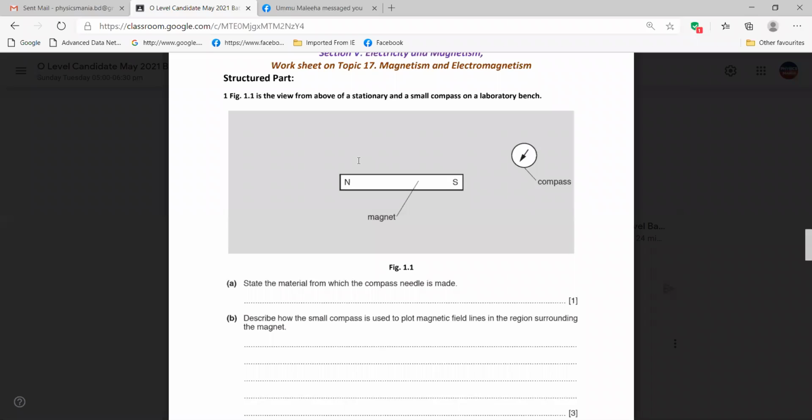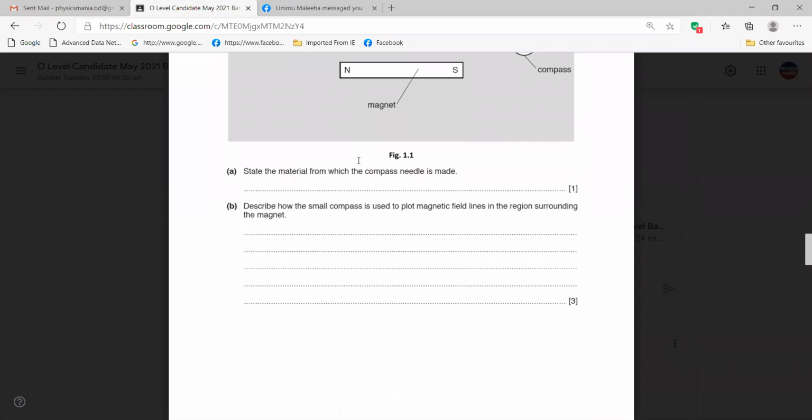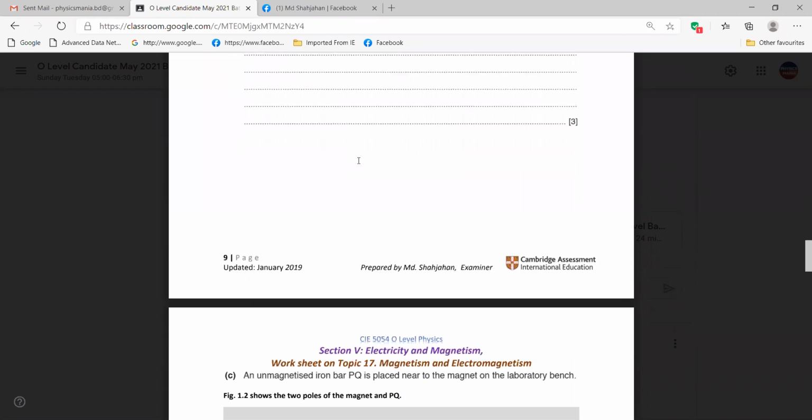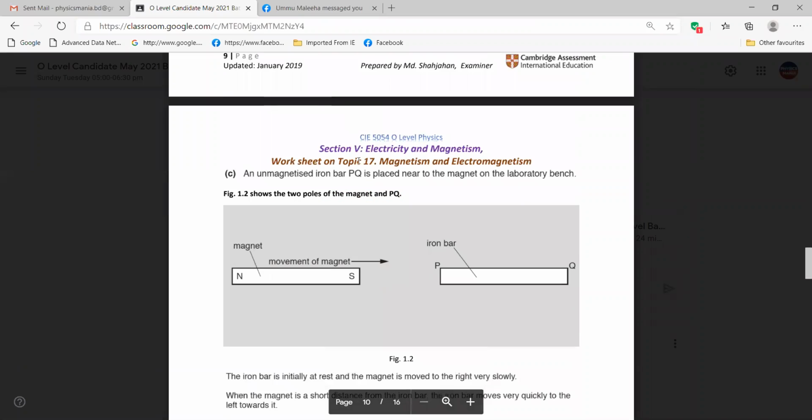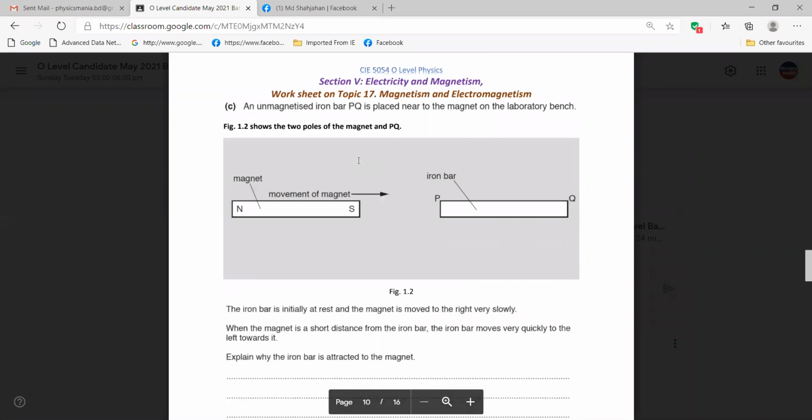Okay, is it clear? Yes, sir. This way you will write all the things in 3 points. Then this one you can do, right? Already we got the idea in the MCQ.